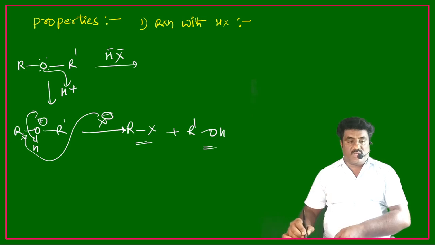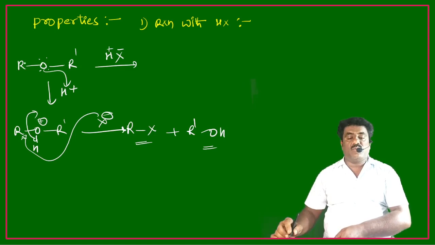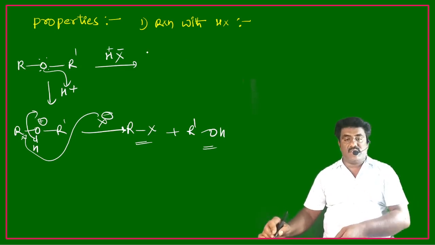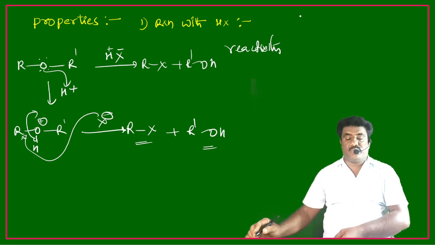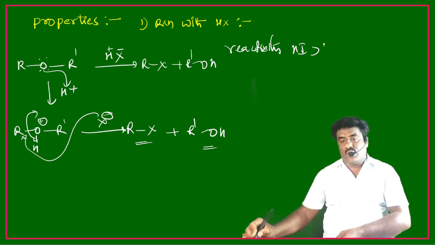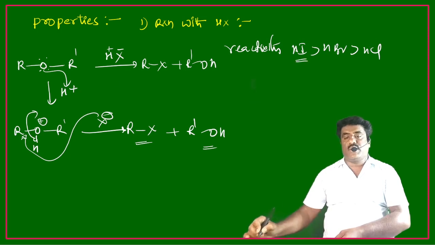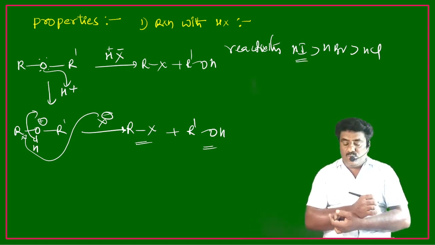Have a look at an important point. Before that, what is the reactivity order? For the alkyl halide and alcohol formation, the reactivity of hydrogen iodide, hydrogen bromide and hydrogen chloride: which is more reactive? Hydrogen iodide is the most reactive.